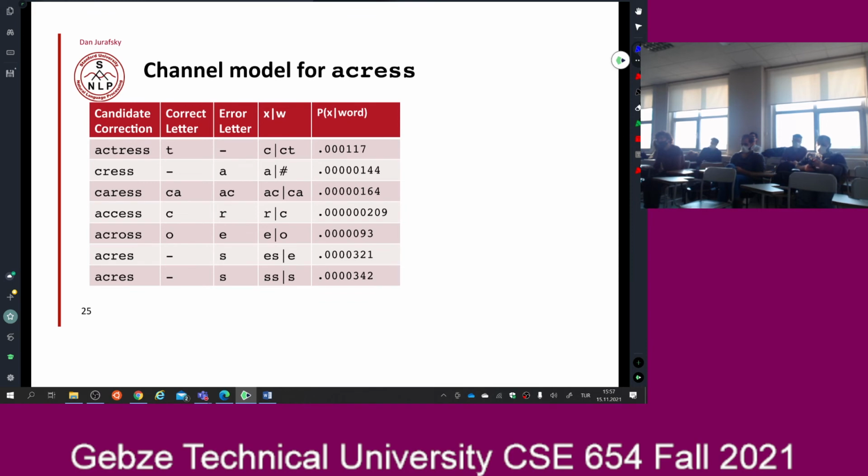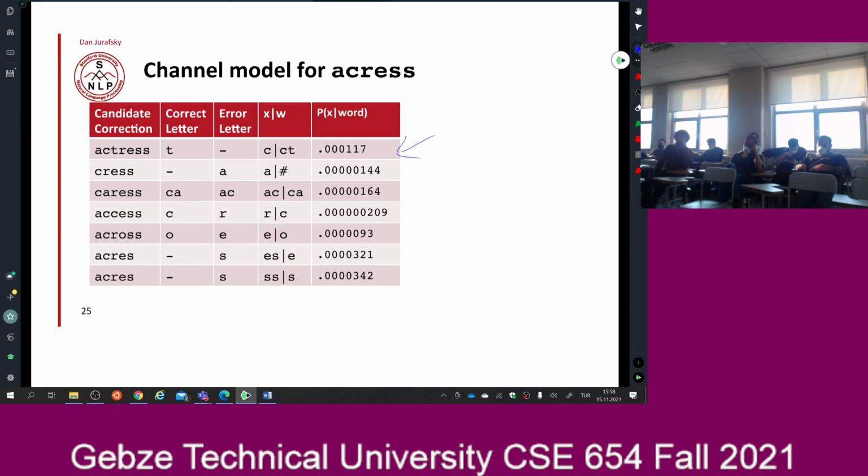So for the candidate correction actress, the correct letter is T, and the error letter is, okay, this is just an insertion or deletion if you go from the candidate to the word. This is the probability, and these are all the probabilities. It looks like the highest probability is actress, this one, right? No. That's the highest probability. The lowest, the acres.